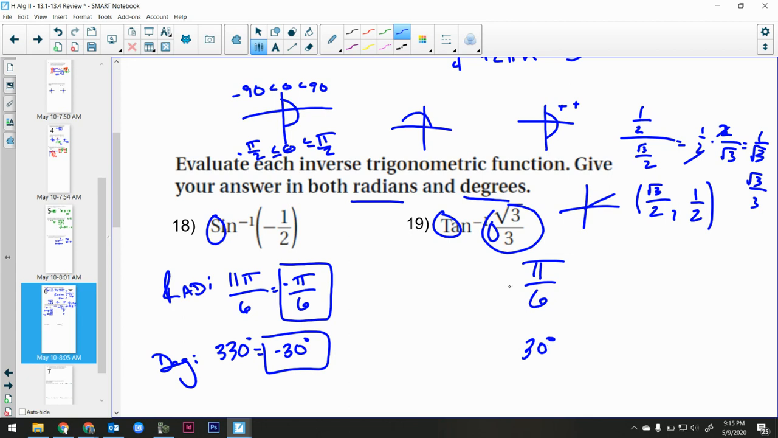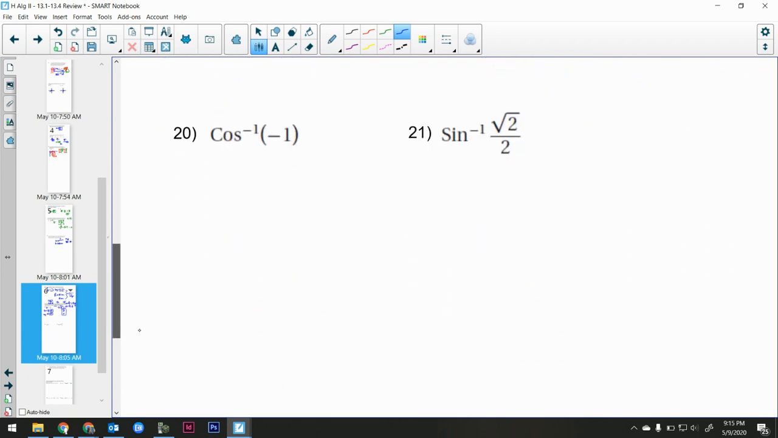Okay, pi over 6 and positive 30 degrees, all fitting within my domain. I don't have to do anything funky here because it fits within my domain. My domain is negative 90 to positive 90. So 30 and pi over 6 fit within that domain. Okay, try this two more times.